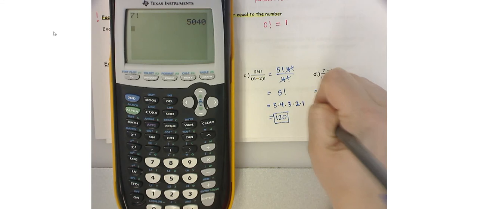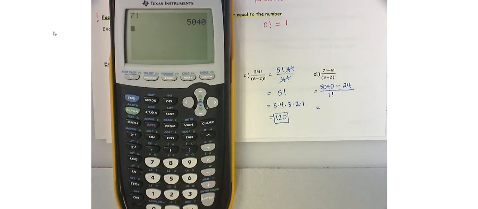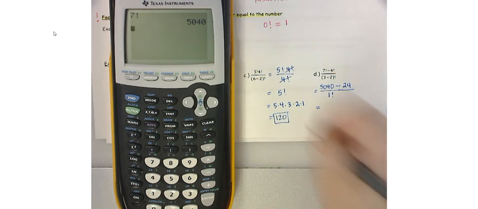Okay, so if it's in parentheses, you would do that first, and the factorial gets applied to that quantity. And then here we had to do our factorial separately.